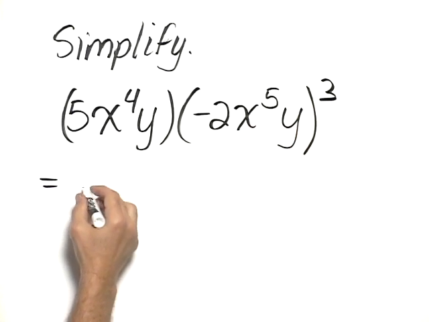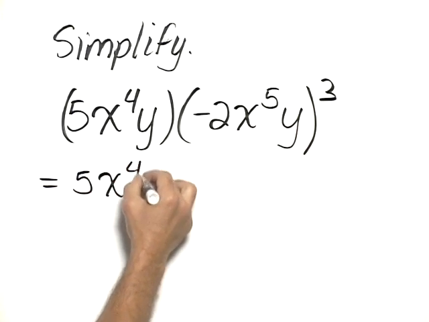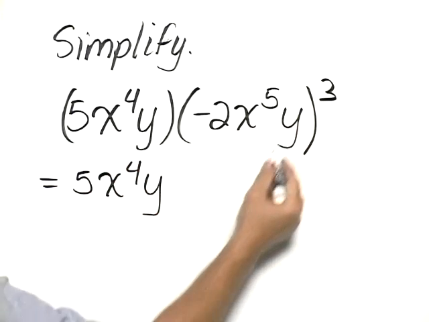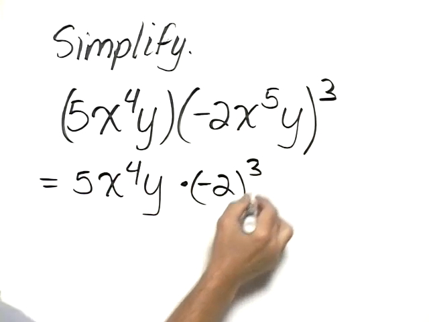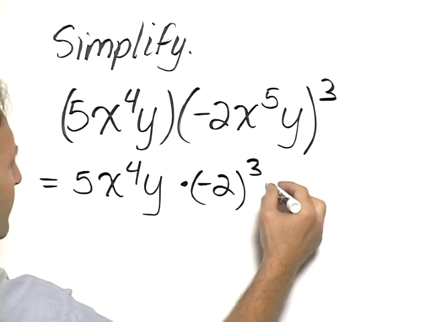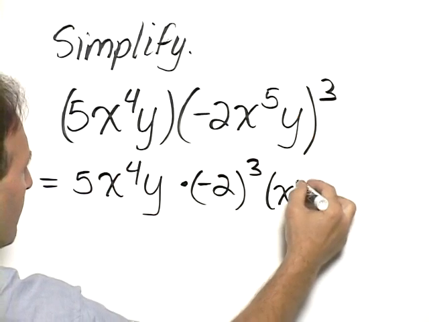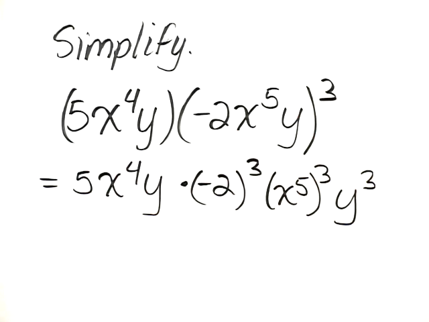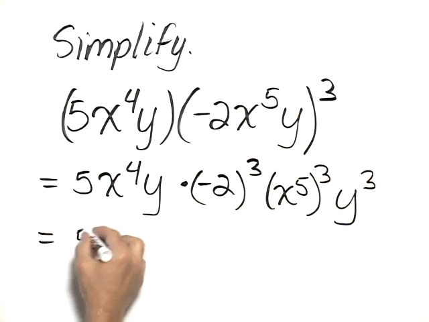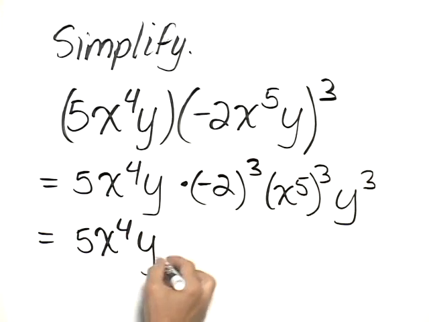So what we have is this is equal to 5x to the fourth y, then negative 2 cubed, then x to the fifth cubed, and then y cubed. We can simplify this further. We'll leave this first expression, 5x to the fourth y.